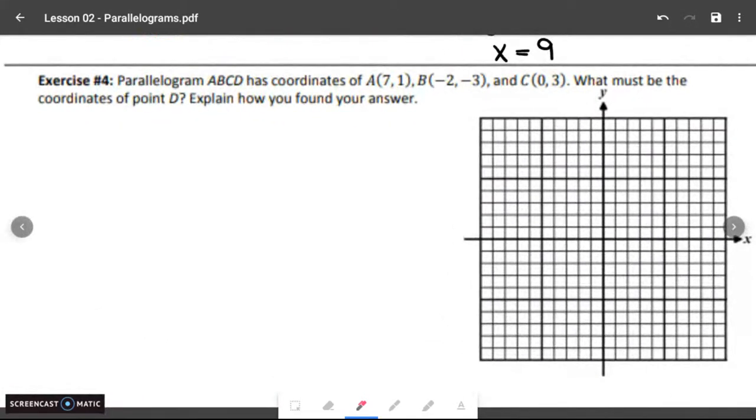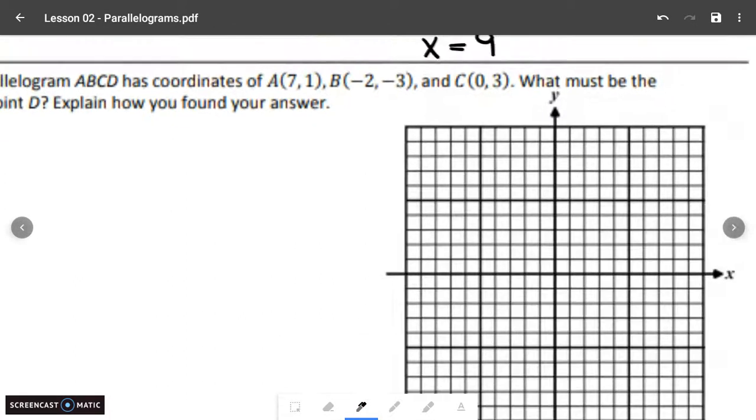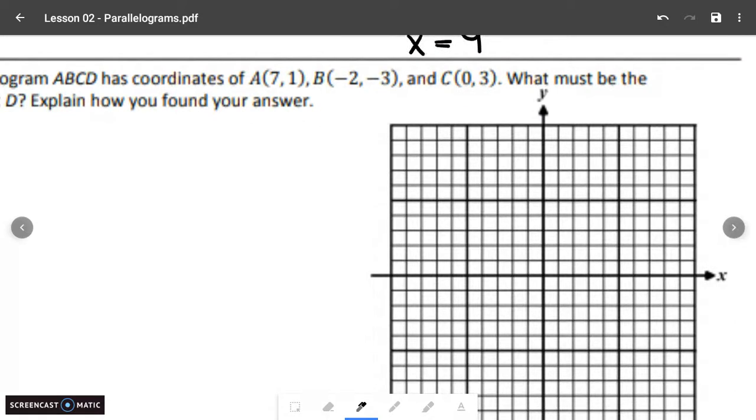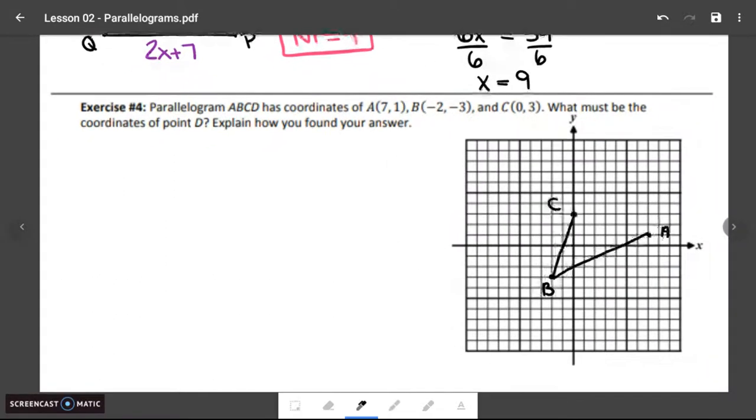Last one here. We have parallelogram ABCD has coordinates given. What must be the coordinates of D, and explain how you found your answer. So let's look what we have so far. We have A is at 7, 1. B is at -2, -3. C is at 0, 3. And we're trying to find out exactly where D lies.